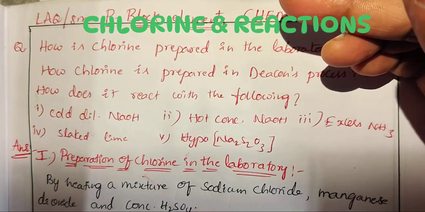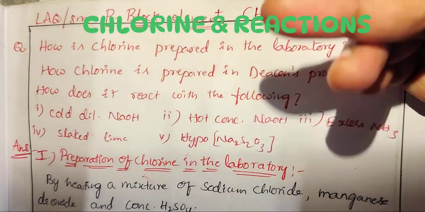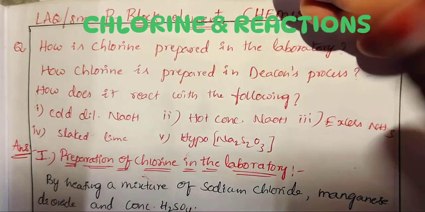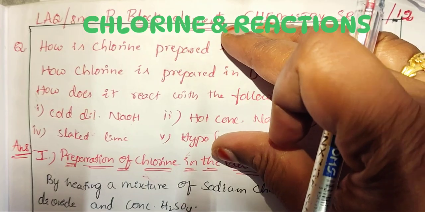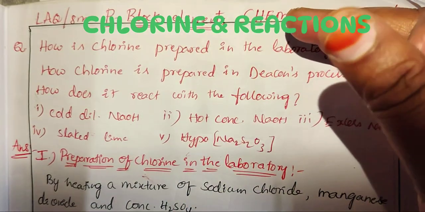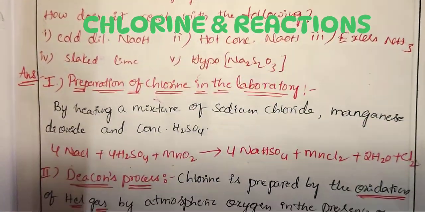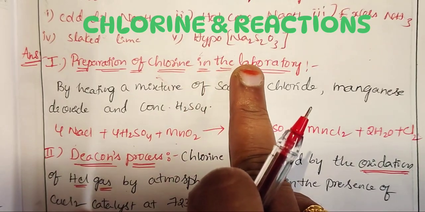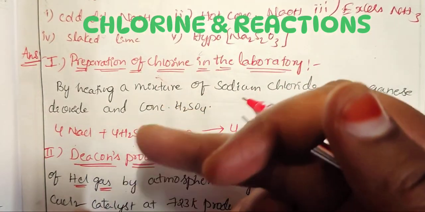So how do we prepare chlorine in the laboratory, how do we prepare it in Deacon's process, and what are the reactions undergone by chlorine? This is the question. Many times they have asked it in the CBSE and state Senior AP. Okay, so let us see the answer. First, preparation of chlorine in the laboratory. How can we prepare chlorine in the laboratory?